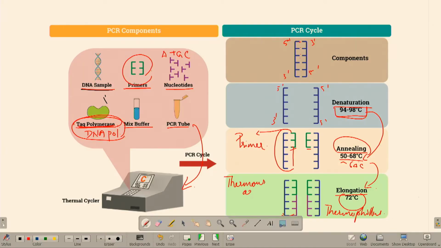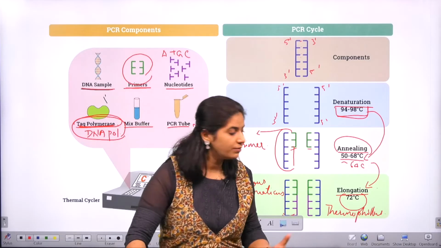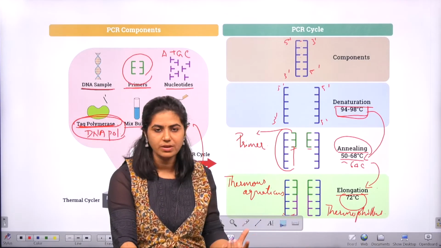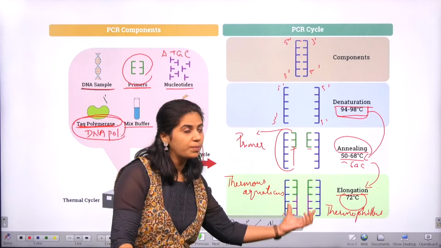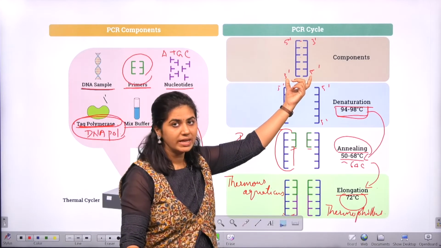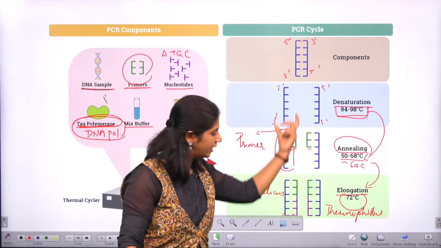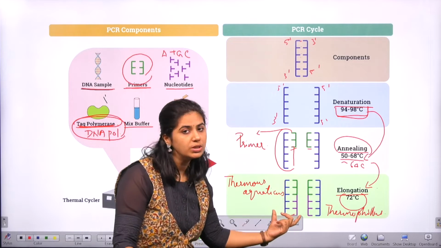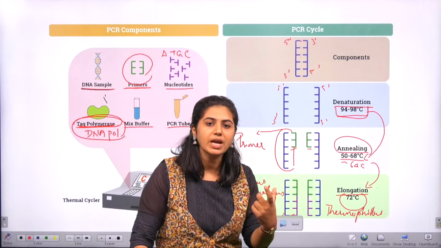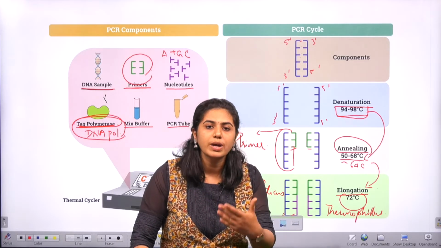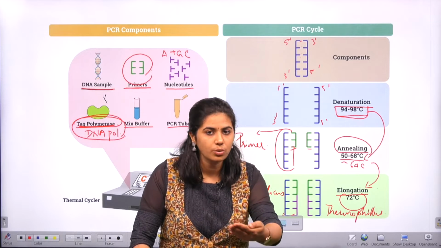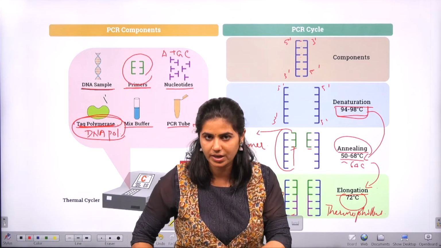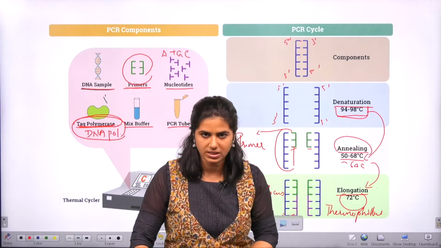Thermus aquaticus, right? So by using this enzyme we will do the elongation process and we will get an extra copy. So we began with one double stranded DNA. Now in the end we got two double stranded DNA, right? This cycle will repeat to a point where we want the cloned DNA in many numbers. How much number we want, we will repeat this cycle, right?